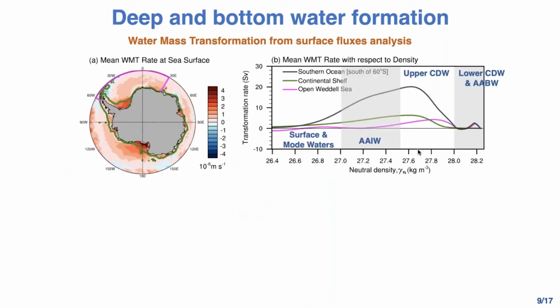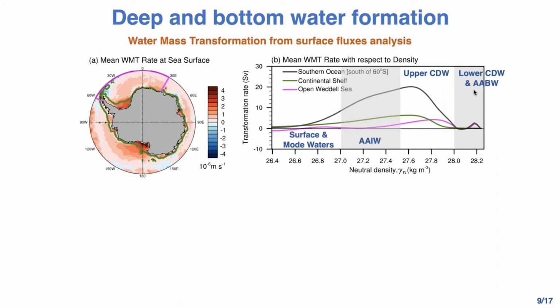Okay, so this is the main plot. And I would like you to focus on the right-hand side, actually. So this is the water mass transformation rate in Sverdrup as a function of density. If this is positive, it means that the density of the water in that density bin is becoming higher, so it's becoming less buoyant. If it's negative, it means that the density is becoming smaller, so that water is becoming more buoyant.